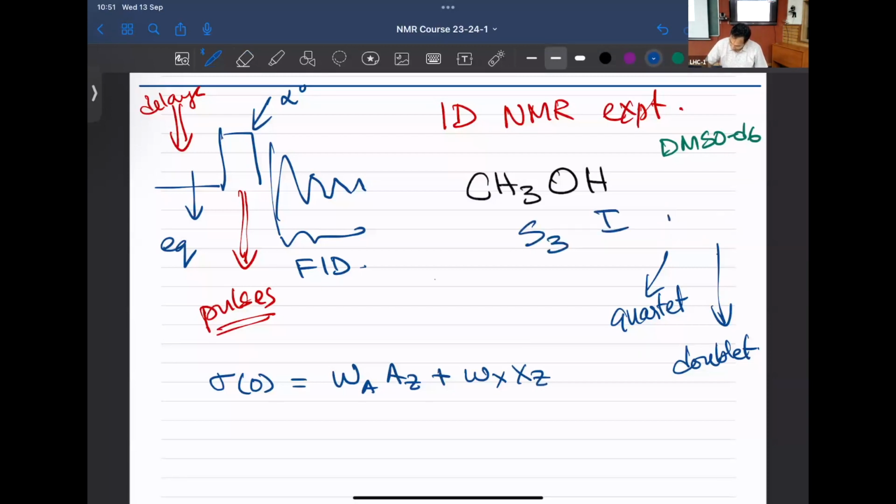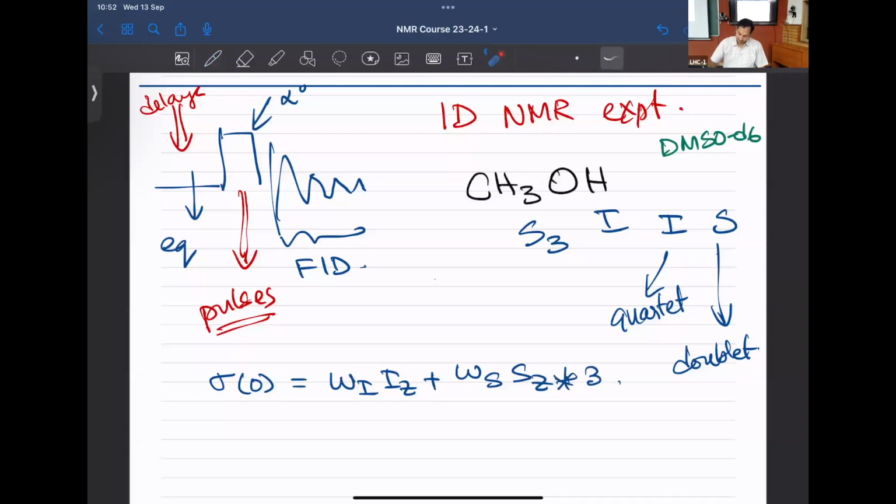Therefore, I will be a quartet, S will be a doublet, because X and Z will get confusing. So let's say this is going to be omega I, Iz plus omega S, Sz. This is the equilibrium density matrix. Is that correct? Am I missing something? Yes, I'm missing something. I'm missing a multiplication by 3. There are 3 protons present for the methyl group.